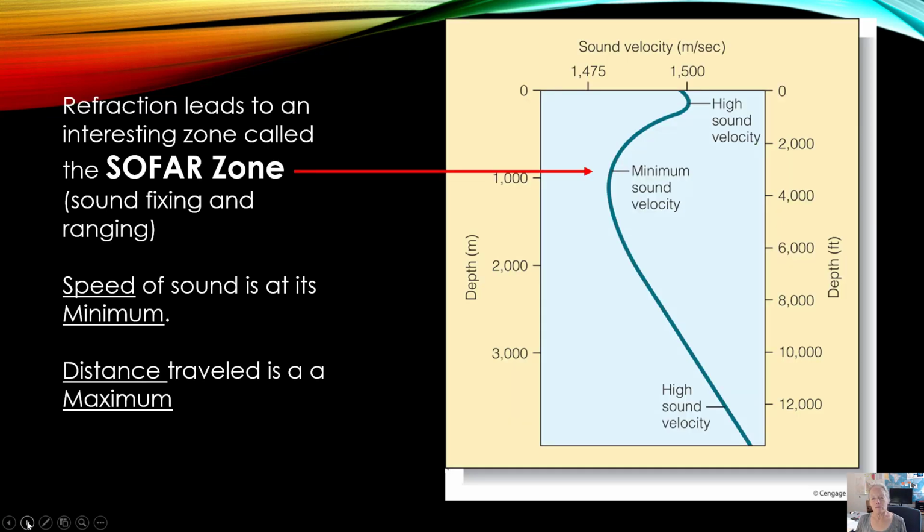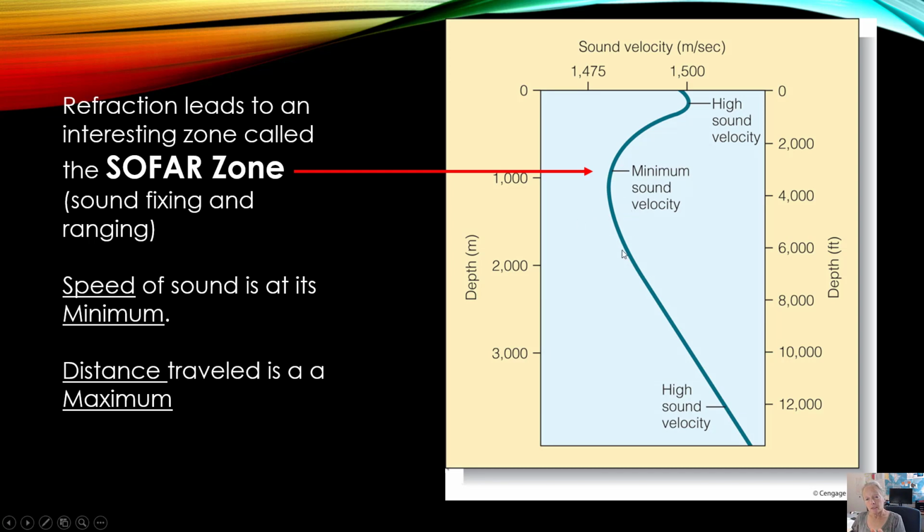Now, I want to talk about why we have a minimum sound velocity at what we call the SOFAR zone. This is called a special name because it is the minimum sound velocity. We know that because it's still in the pycnocline, that salinity, temperature, and pressure are changing. And this is about the bottom of it. So we're going from the pycnocline into the deep water pretty soon.